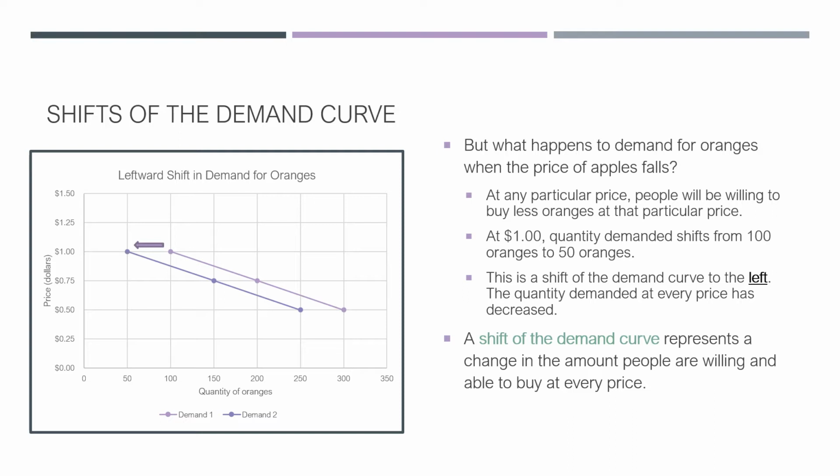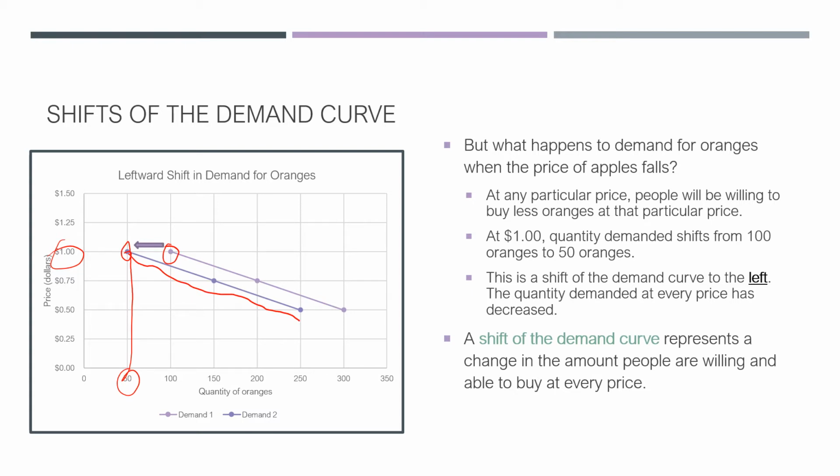At a price of $1, for example, people are now willing to buy only 50 oranges, as shown on our graph. So again, this is the demand curve for oranges. We start at $1 with a quantity demanded of 100 oranges. But if the price of apples changes, in this case decreases, more people are going to buy apples, and therefore the demand at $1 for oranges decreases to 50, which means that we're going to draw a new demand curve, a new line.